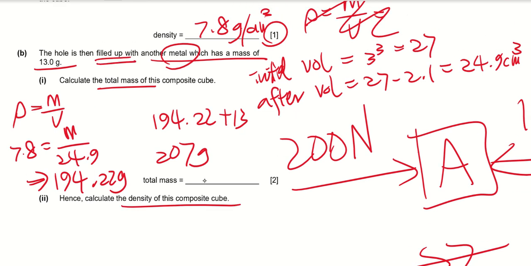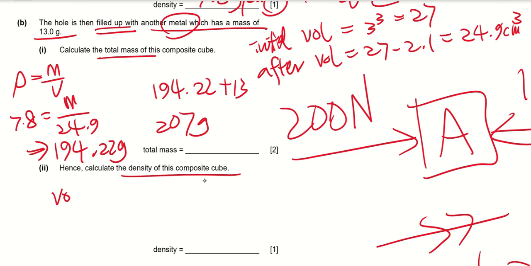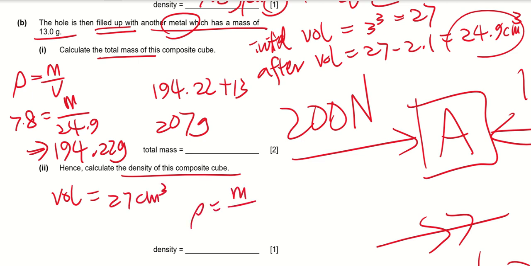Alright, hence calculate the density of this composite cube. The hole is filled up. That means now the volume actually went from 24.9 and back to 27 cm cube. So density equals to mass over volume, so equals to 207 over 27. Alright.